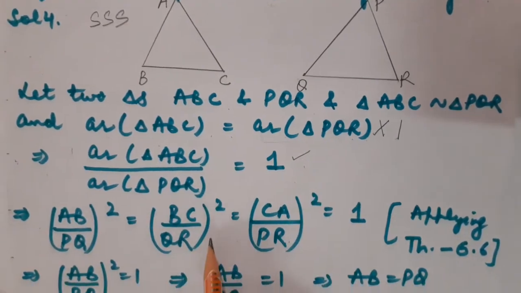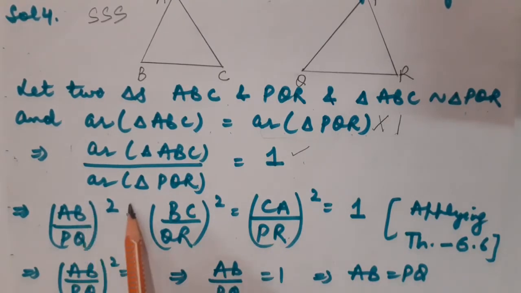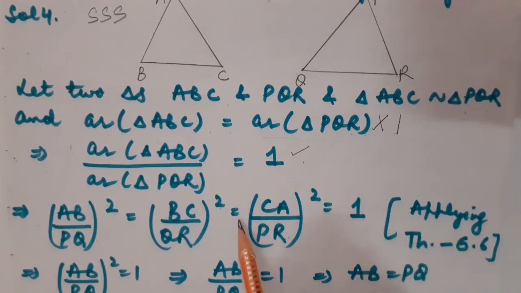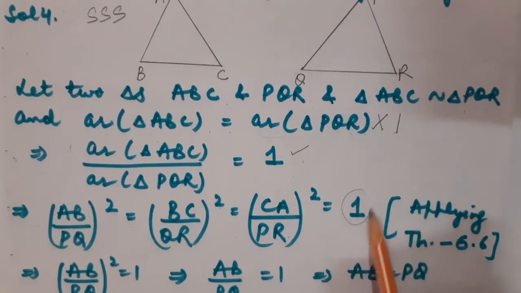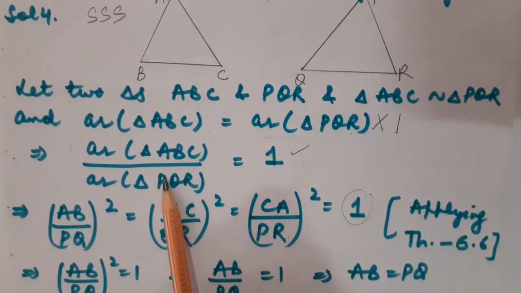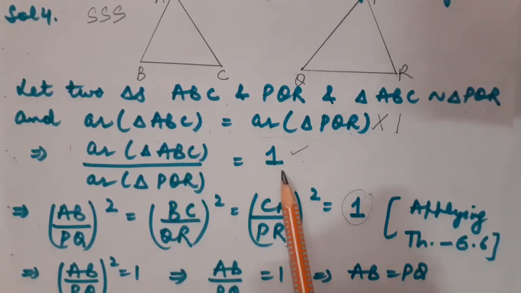So it implies that the square of the ratio of their corresponding sides, that is AB upon PQ whole square, must be equal to 1. Similarly, BC upon QR, because they both are corresponding sides to each other, its whole square must be equal to 1, and CA upon PR whole square is also equal to 1. Why have I put it equal to 1? Because the ratio of the area of two similar triangles is given equal to 1.